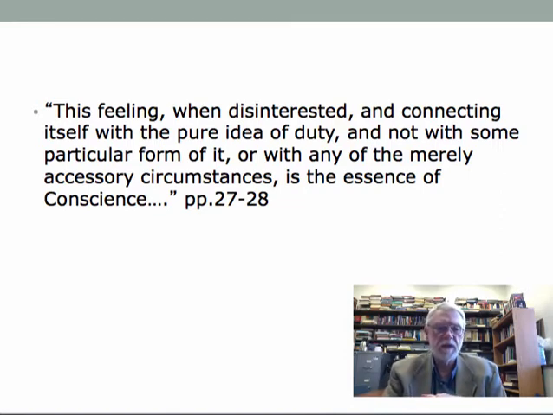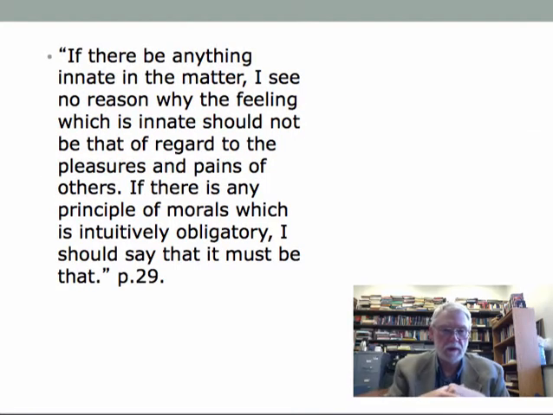This feeling in the mind, which is connected with the idea of duty, that is moral duty, what we ought to do for other people in society, if we want the greatest good for the greatest number. So this is the essence of conscience, according to Mill. That's a very good point, I think.